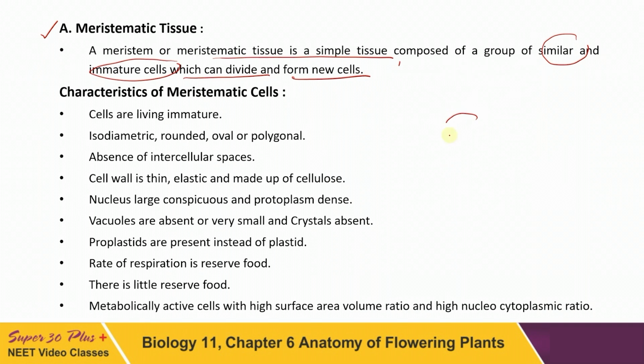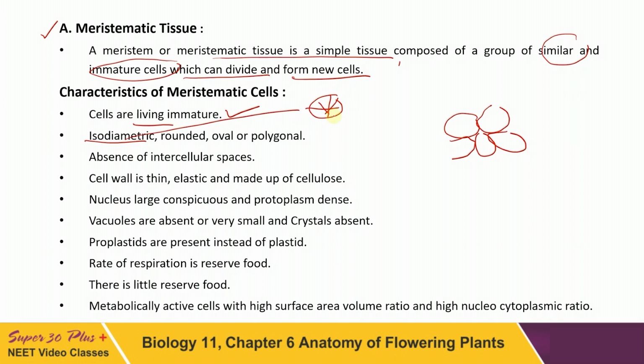Characteristics of meristematic tissue. These are the meristematic cells. You see these meristematic cells, these are living and immature. They may be isodiametric. Isodiametric means from all sides the diameter will be the same.